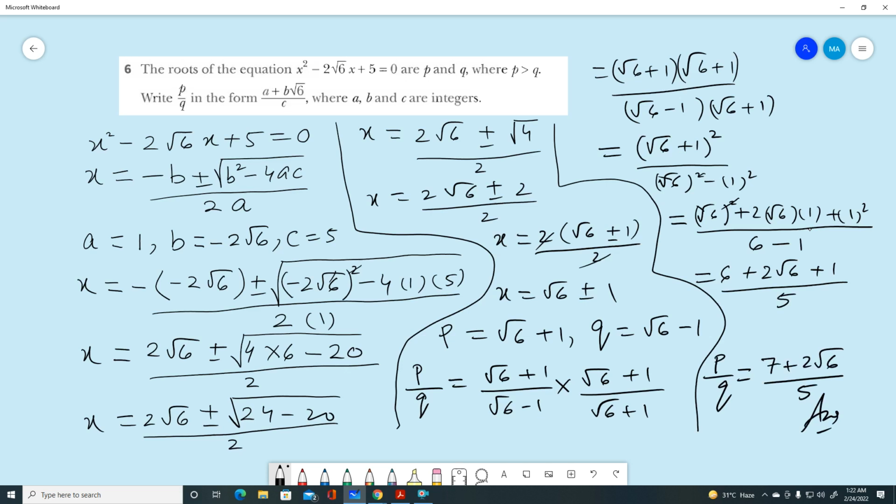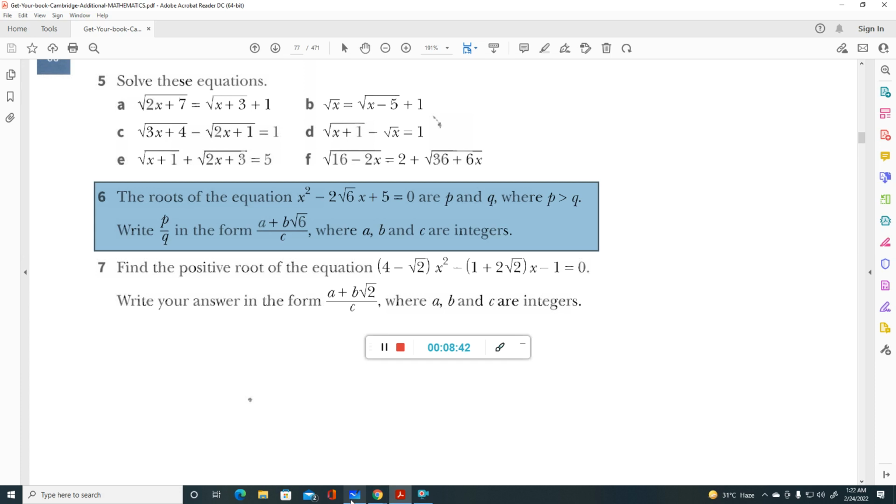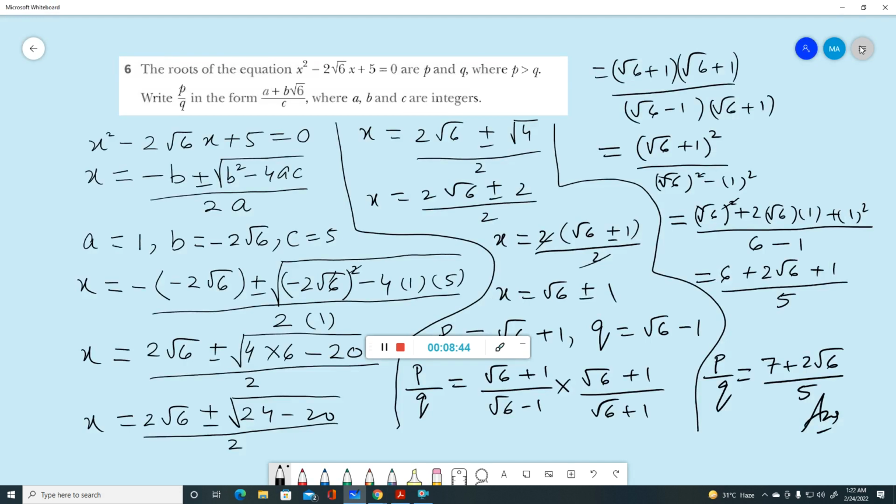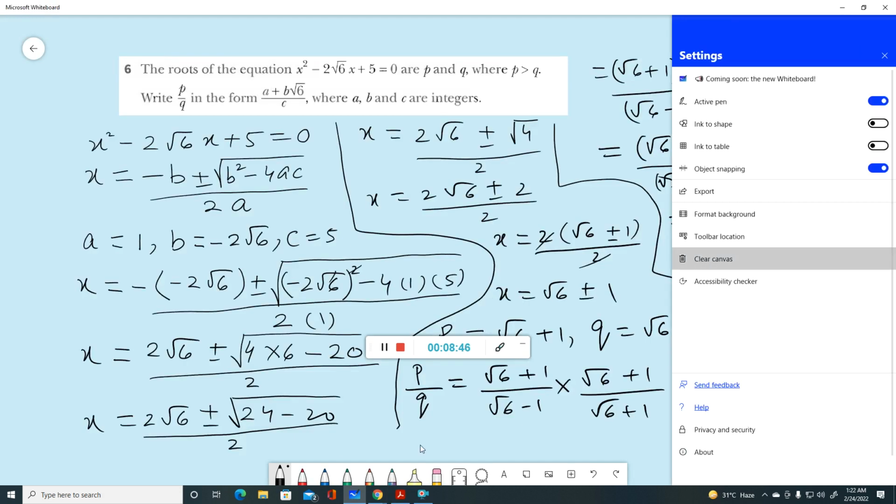Yes, 7 plus 2 root 6 upon 5. So this is question number 6. Very interesting and very important according to examination point of view. Now come to the next question, the last question of this exercise.